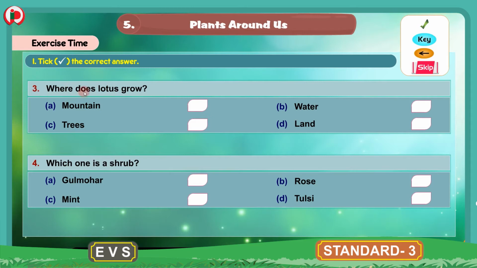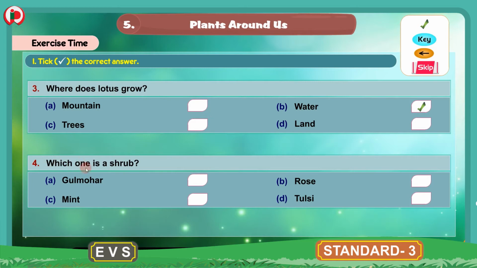3. Where does lotus grow? And the options here are A. Mountain, B. Water, C. Trees, D. Land. And the correct answer here is B. Water. We will put the tick mark for option B. Water is the correct answer. Lotus grows in water.